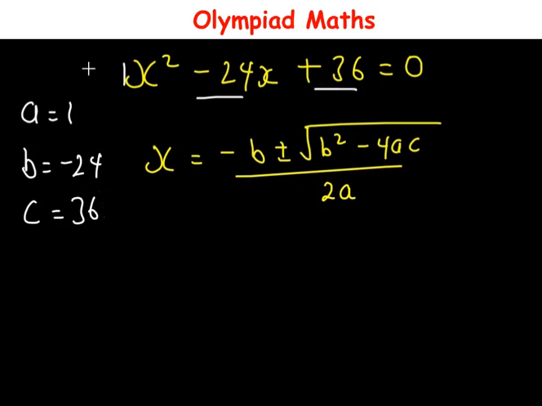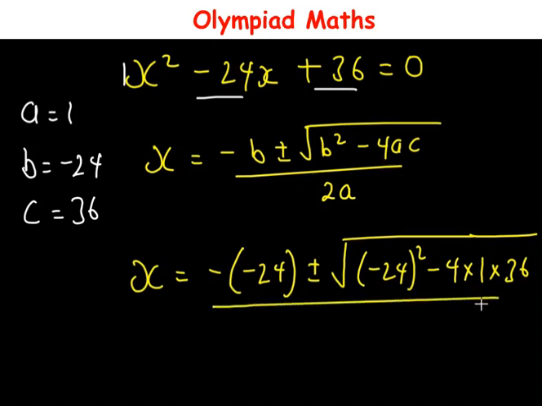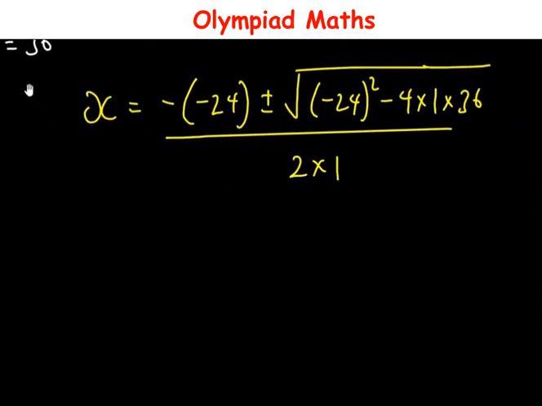So inputting these values into the formula, the value of x is equal to minus b, which is minus 24, so in brackets minus 24, plus or minus the square root of b, which is minus 24, so in brackets minus 24 all squared, then minus 4 times a, which is 1, times c, which is 36, all over 2 times a, which is 1.